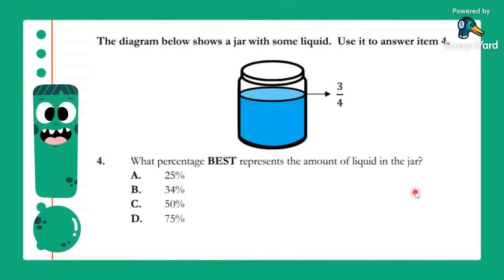I see persons saying 75%. Some persons are saying just 75. Remember, the answers are 25%, 34%, 50%, and 75%. So if you chose your answer, give an explanation why. How did you get that?